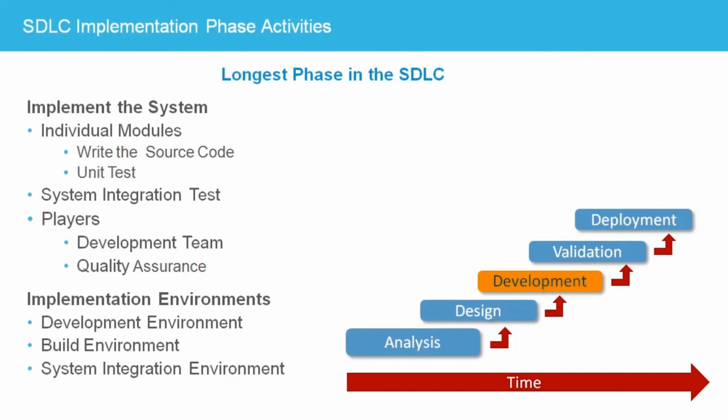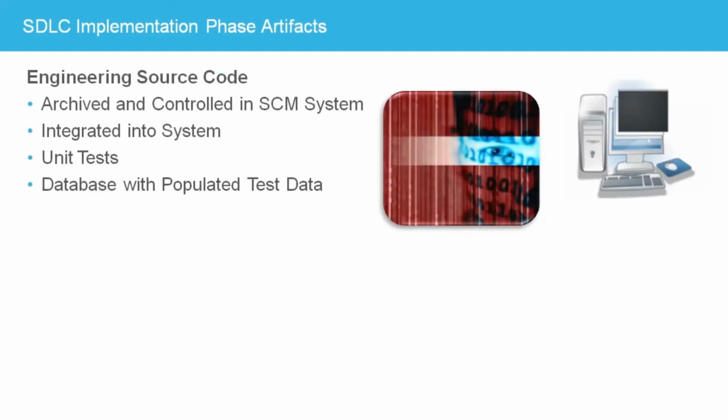While the developers are implementing the software, the QA team is busy preparing for the validation phase by setting up the test environments and determining how to verify each requirement in a test case. The software code, unit test, build scripts, database schema, and configuration files are all stored in the Software Configuration Management System, which controls access and tracks changes.